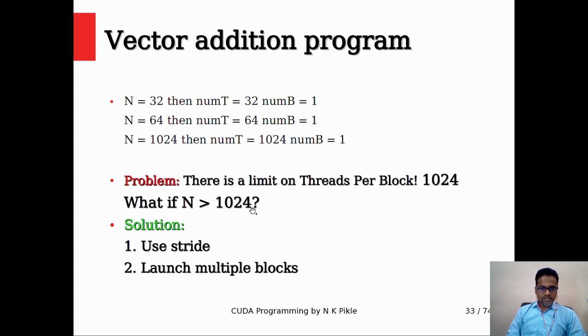In the previous solution, we have seen I can launch only one block, and in one block I can launch multiple threads. But the limitation on the number of threads is 1024. So if I'm having n greater than 1024, I'll not be having a sufficient number of threads to perform that task. To overcome this problem, there are two ways. Either we can use the concept of stride, or we can consider launching multiple thread blocks. Out of which, let's try to understand what this striding concept is.